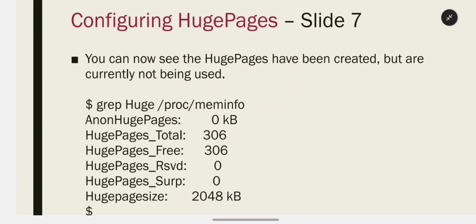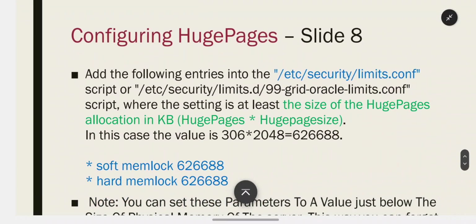You can now see the hugepages have been created but are currently not being used, with the same command, grep huge /proc/meminfo. Now you can see the hugepages total is 306, but all are free. So it means they are in the memory now but not used. Add the following entries into the limits.conf file, which is under the /etc/security folder, or in some Linux or Unix it will be under /etc/security/limits.d/99-grid-oracle-limits.conf, where the setting is at least the size of the hugepages allocation in KB. The formula is hugepages multiplied by hugepage size. In this case, the value is 306 multiplied by 2048, which will be 626688 in our case.